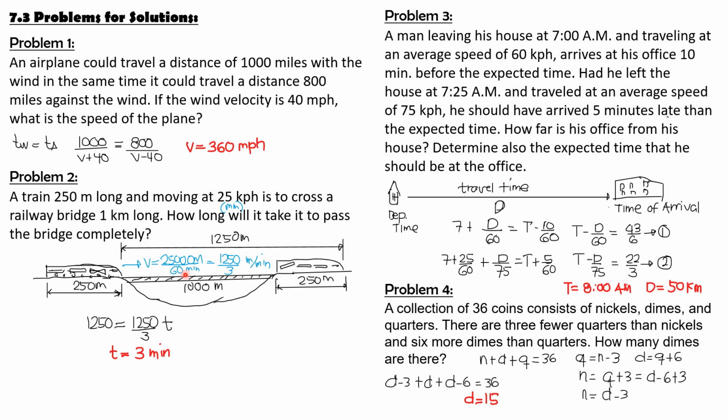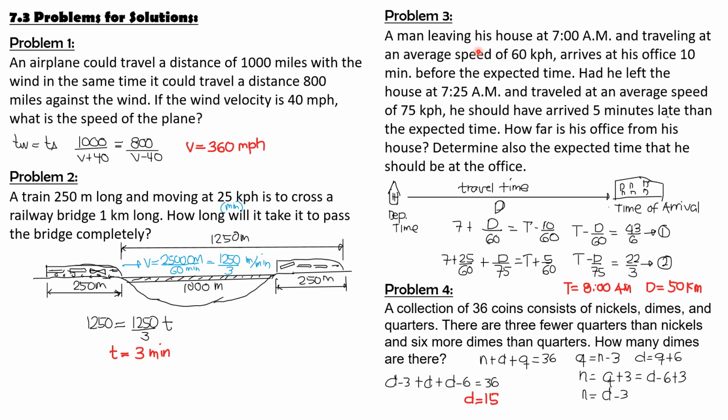So the speed of the train is 25 kilometers or 25,000 meters per hour. 1 hour is 60 minutes, so that's 1,250 over 3 meters per minute. So the distance for the train to travel should be 1,250 in order to pass completely the 1 kilometer long bridge. So distance equals speed times time. So 1,250 equals 1,250 over 3 times time. Cancel 1,250, so time is 3 minutes.